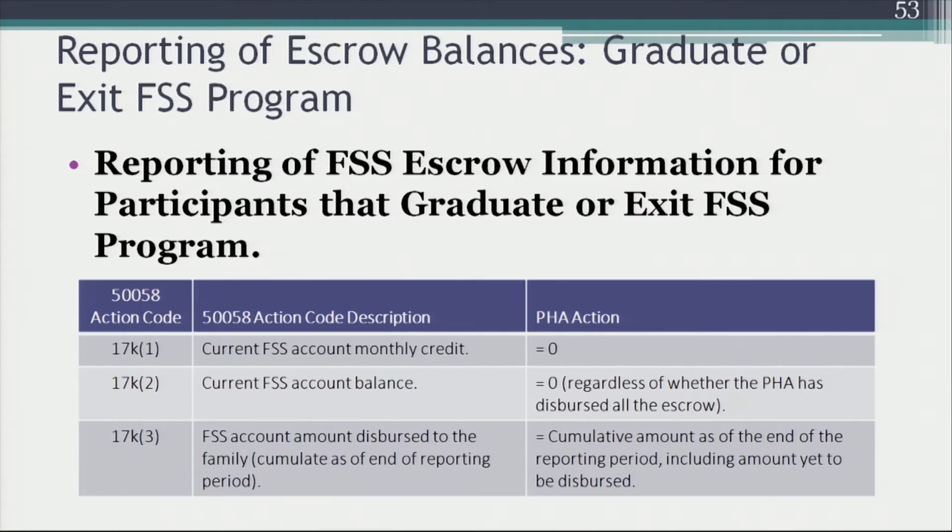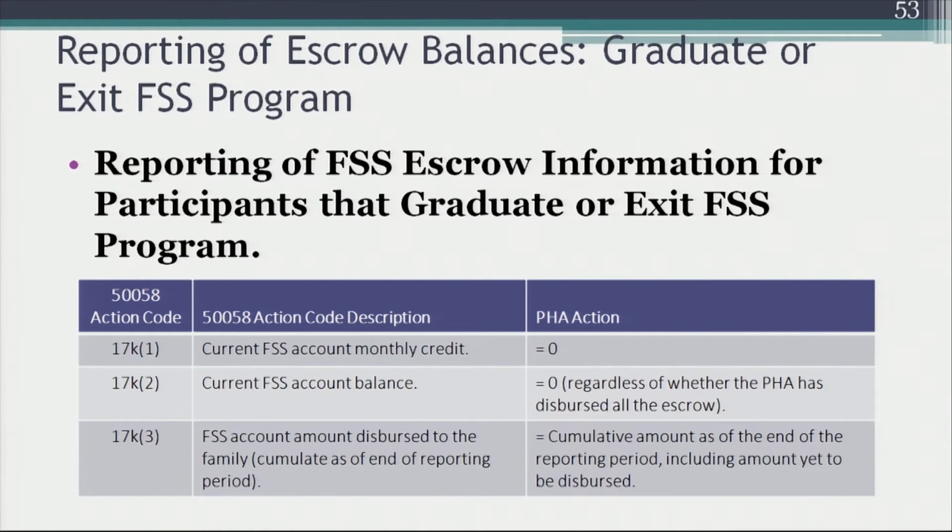So when a family graduates or exits the FSS program, the fields should be filled out as follows. The monthly credit would be 0, and that makes sense. The family's out of the program, and therefore they would not be credited with any more escrow each month. K2, the current FSS account balance, should also be reported as 0. It should be reported as 0 even if at the time that the record was put in, there has been a delay for either accounting or reconciling to actually cut the check. But the idea would be that the balance would be 0 because either that family was dispersed those funds, or those funds, if it was a termination, would have rolled back into the program.